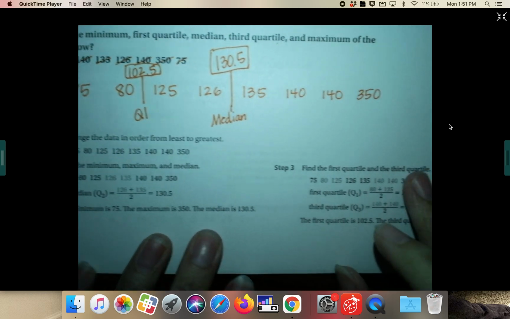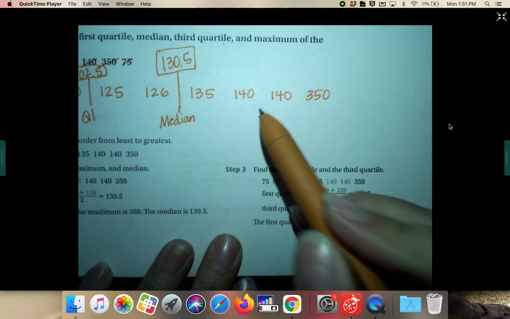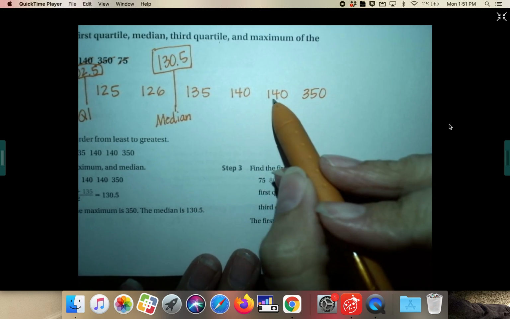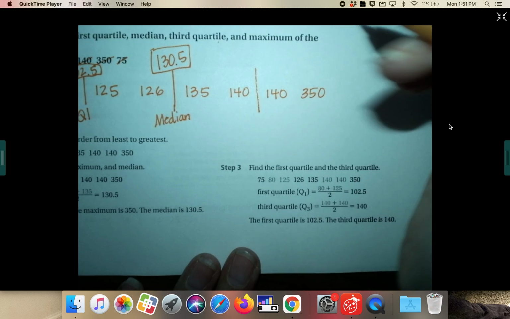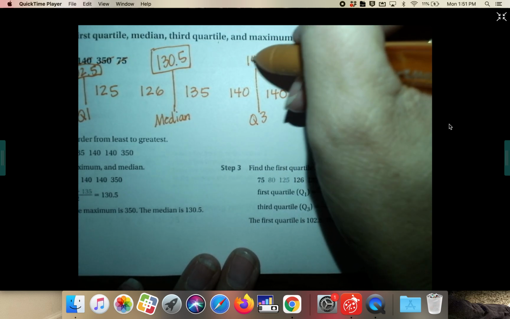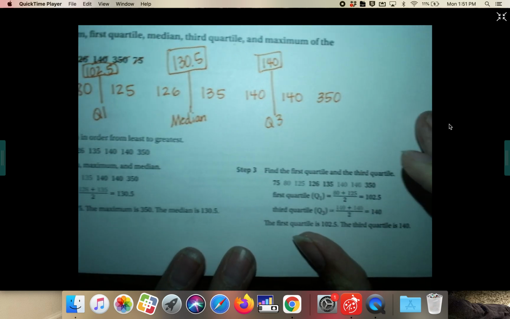And then the third quartile, we're going to run into the same issue. So with an even number, we're going to go directly between, oh, but it's easier. Directly between 140 and 140 is 140. You don't have to do any math if it's the same number. It's just itself.